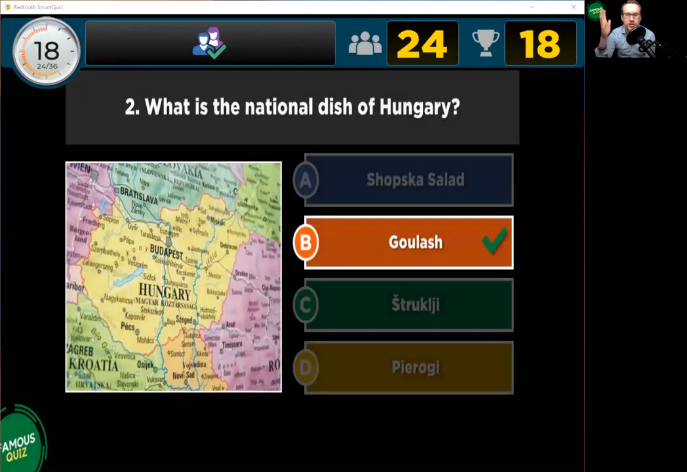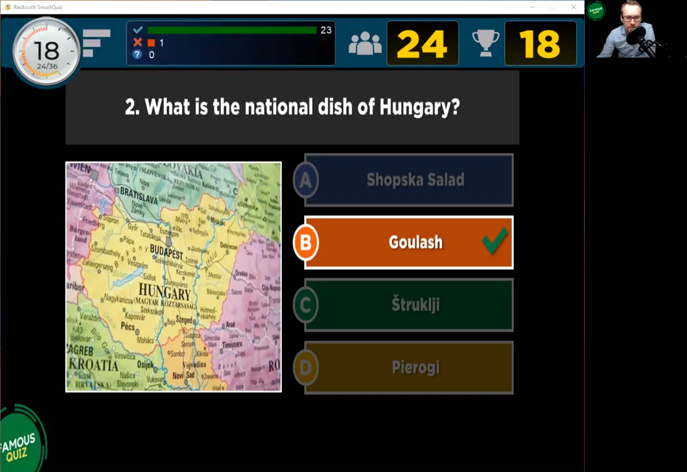Goulash is a soup with potatoes, carrots, beef, and a bit of beetroot sometimes in some recipes. It's very, very tasty soup. Who has tried it? Fantastic. I believe those people who have tried the soup all really like it. It's one of my top 3 soups for sure. So how many correct answers do we have? 23 correct answers. Perfect. No explanations.